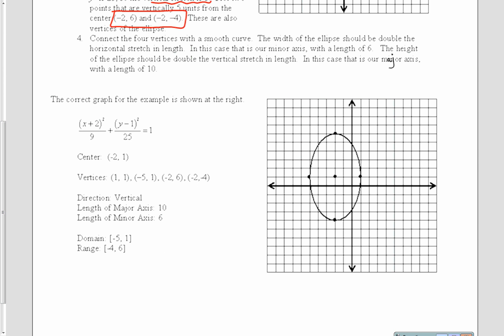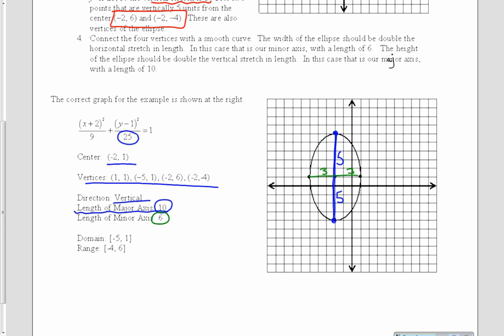If you look down at the bottom, it's the same one we just drew, with the center listed and all the vertices listed. The direction we say is vertical because it's longer up and down. We could have told that by looking at the number, since 25 was bigger. Then we need the length of the major axis. The major axis would be going up and down, and it's the big diameter. We went 5 up and 5 down, so the major axis was 10. And then the minor axis just goes the short way. We went 3 left and 3 right, so our minor axis would be 6, because it's like the diameter.